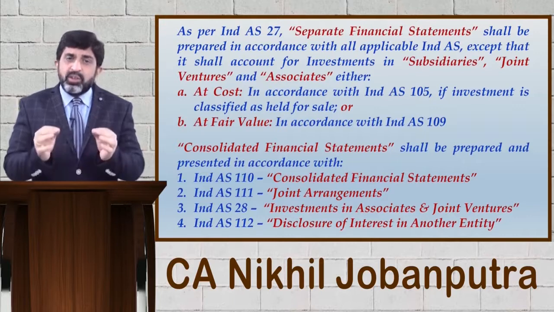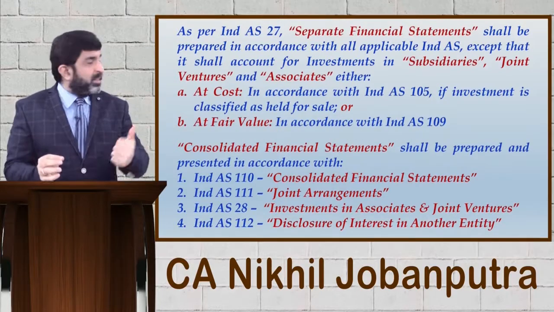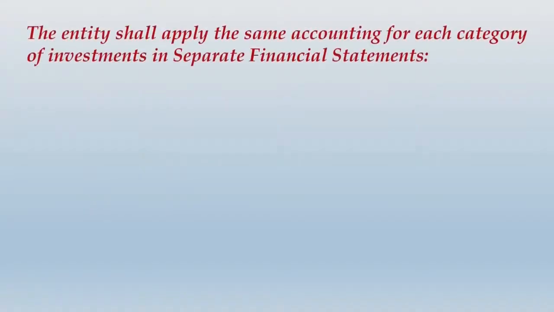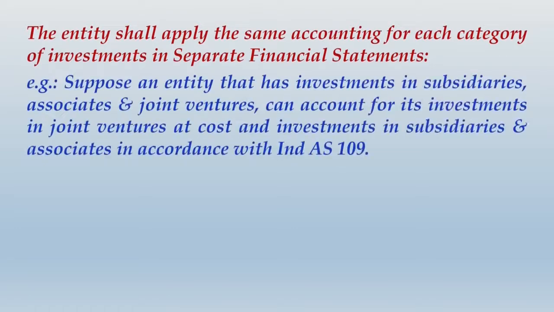So let me give you this point also in writing, please pay attention on the screen. So what we have just discussed, the entity shall apply the same accounting for each category of investment in separate financial statements. For example, suppose an entity that has investment in subsidiaries, associates and joint ventures can account for its investment in joint ventures at cost and investment in subsidiaries and associates in accordance with Ind AS 109.